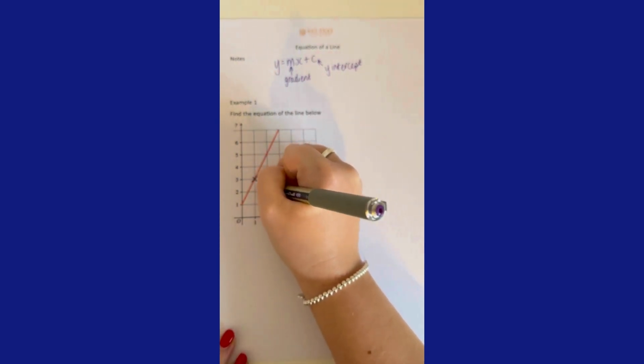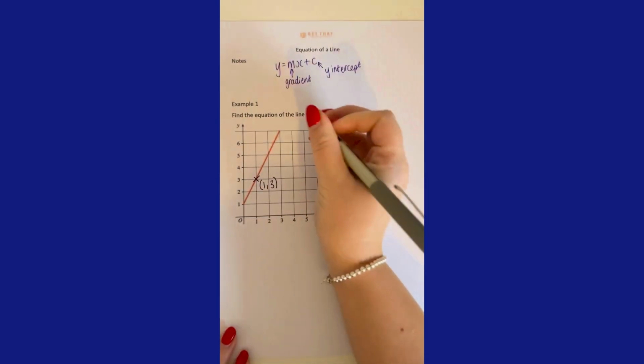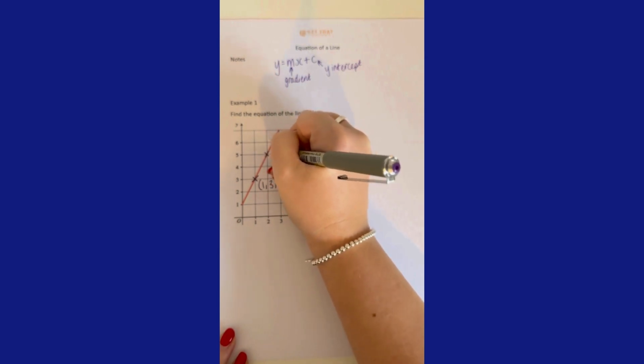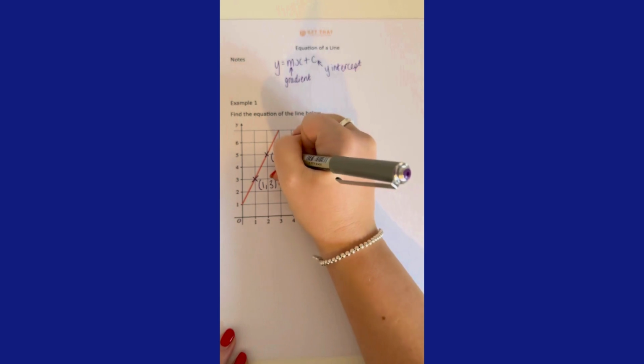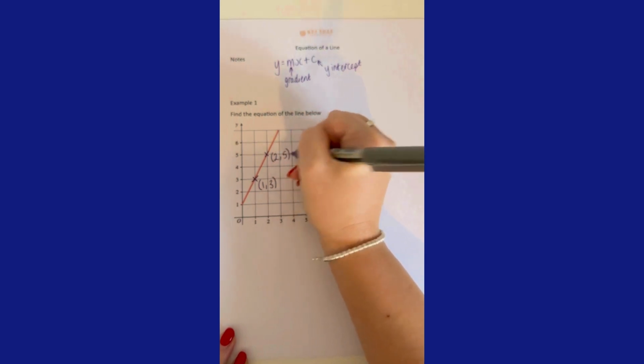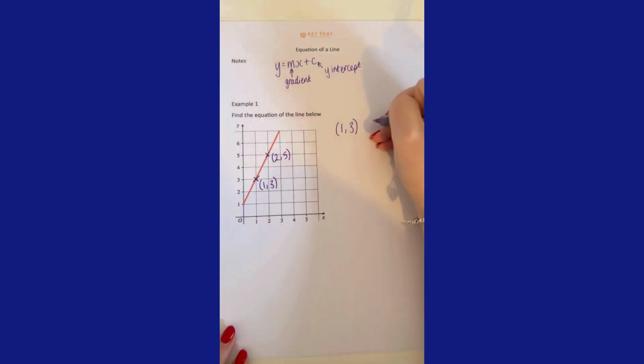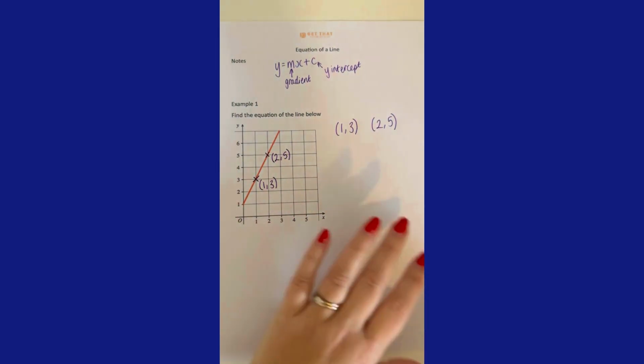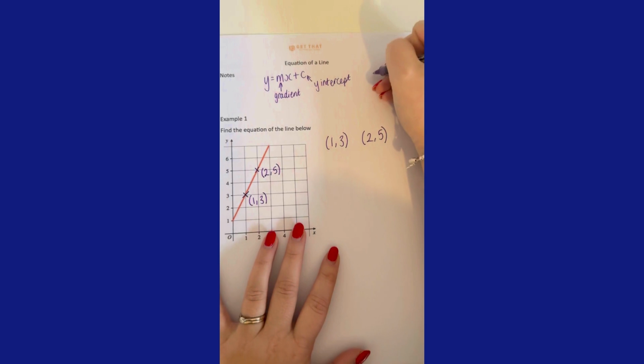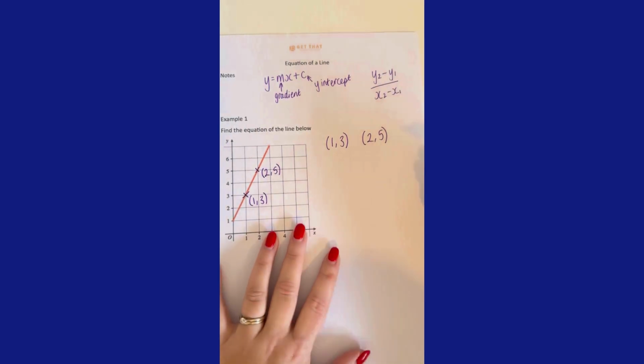This coordinate is 1, 3. And the other one I'm going to go for is this one here, and this coordinate is along 2 and up 5, so 2, 5. I'm going to write these here to the side so I'm not doing my working out on my graph: 1, 3 and 2, 5. Then to calculate the gradient, and I might just add this to our notes up here, we use y2 minus y1 over x2 minus x1.